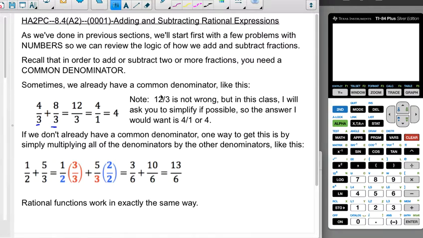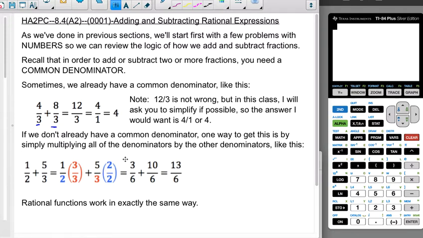So note that 12/3 is not wrong, but in this class, I'm generally going to ask you to simplify if possible. So the answer I would want is 4/1 or 4. As we move forward in math and you get higher up and into AP Calculus and beyond, you'll be asked to simplify less and less, and most of your simplification will be selfish, right? You'll simplify because you need to simplify. But for here, I want you to get the practice simplifying, so I'm going to ask that you give me the answer either 4/1 or 4.